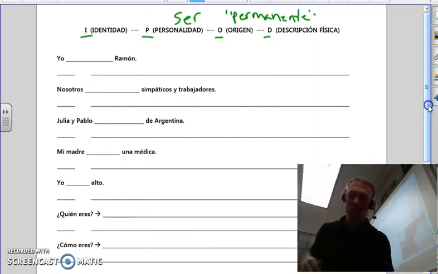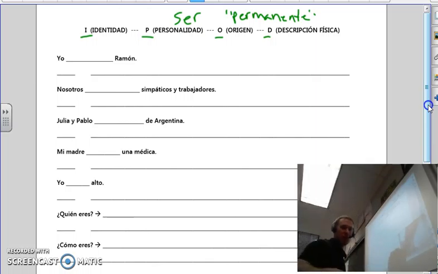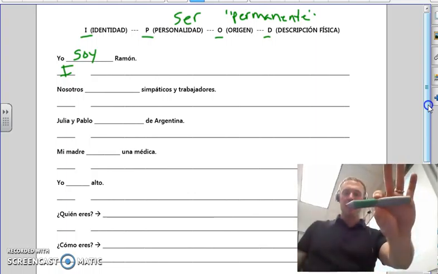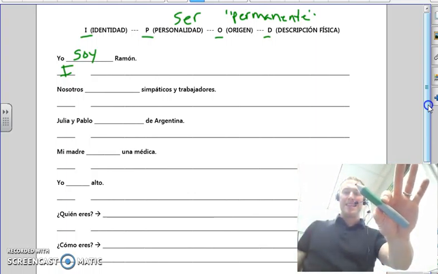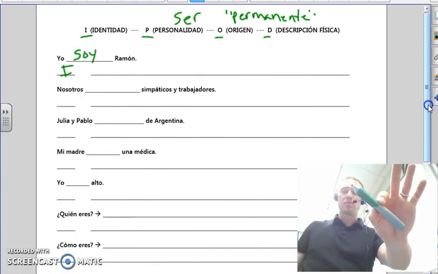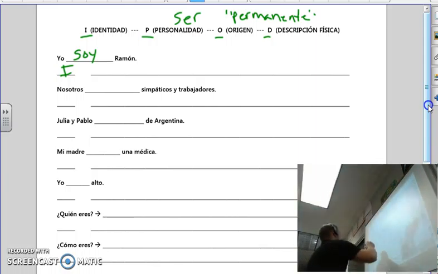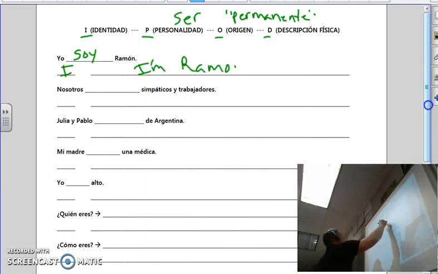Ramón. Es un nombre. Aquí tenemos Ramón. Yo soy Ramón. This is identity. We're using ser. We're identifying yourself as Ramón. Another example. This is a marker. Este es un marcador. I just identified this thing as a marker. So, I'm Ramón.